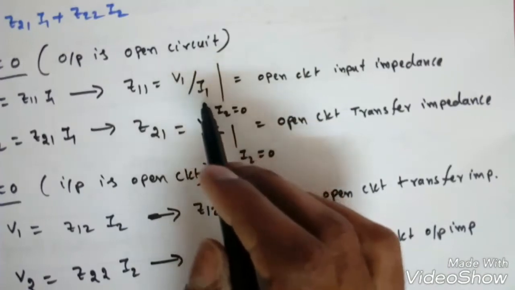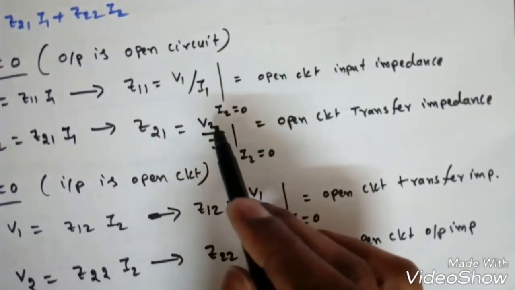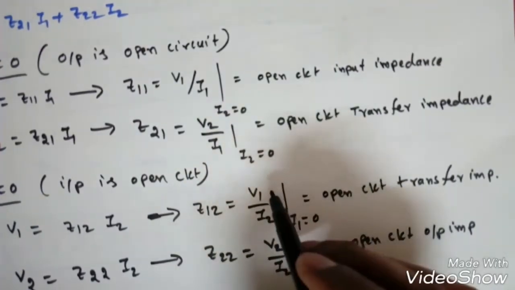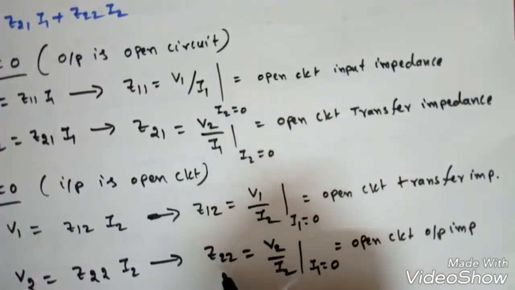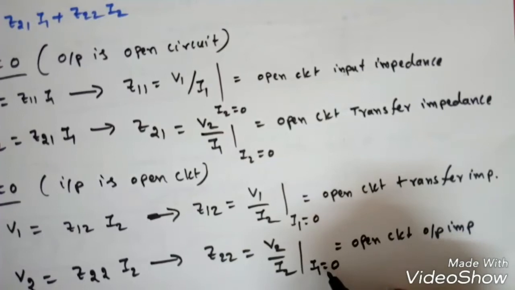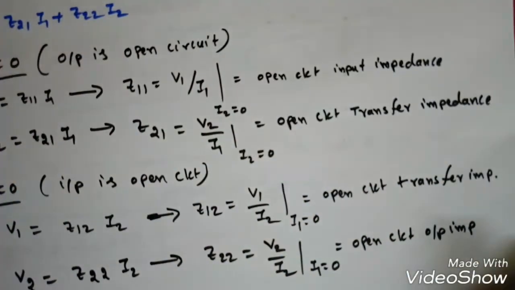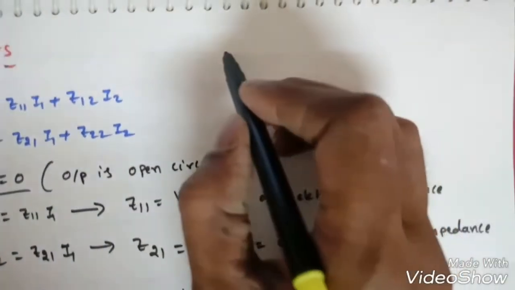Z11, that is V1 by I1, which is input impedance. Z21 is the transfer impedance from output to input. Z12 is also a transfer impedance, from V1, input to output. The last one is Z22, which is V2 by I2 when I1 equal to 0, which is the open circuit output impedance, right? Now, how to make it in matrix form.